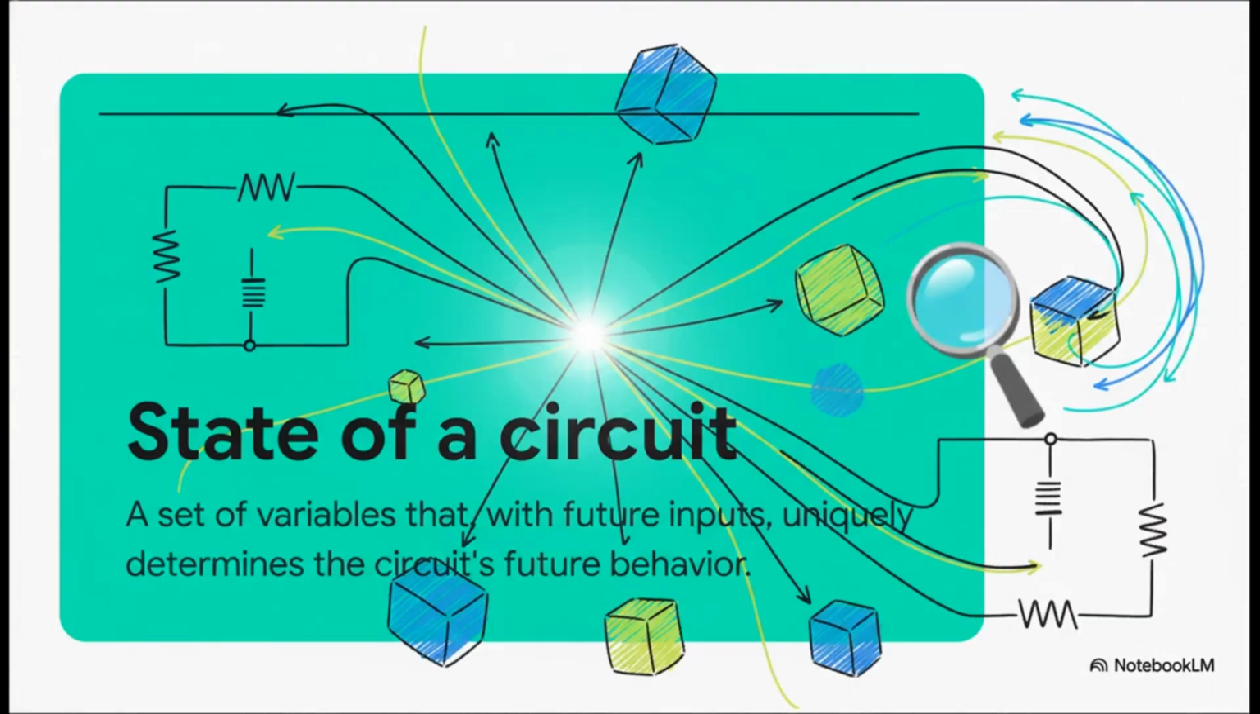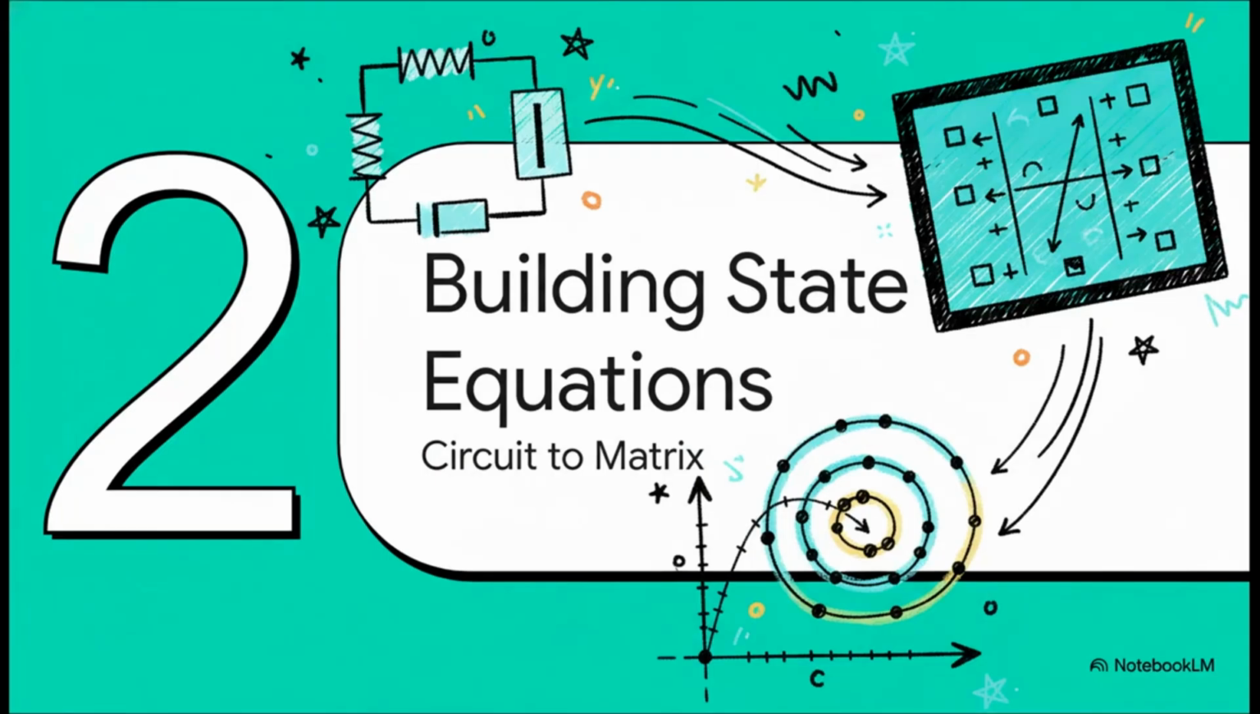Okay, so here's the formal textbook definition. The state is the absolute minimum set of variables that you need to know right now to predict the system's entire future, as long as you know what you'll be doing to it, the inputs. It really is like having the system's complete DNA at one single moment in time. All right, that's enough theory.